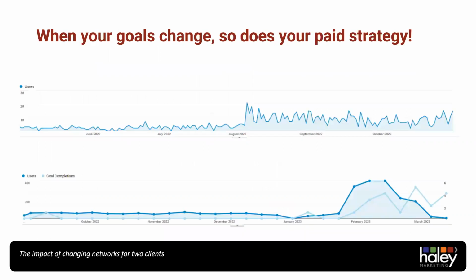Okay, so sometimes your goals change. And when your goals change, sometimes we also need to change your paid strategy. So in the first chart at the top, this was a client of mine. They came to us and said they wanted to be in Google. We have to be in Google. We want more exposure. Their industry had some pretty competitive CPCs, or cost per click. So we really couldn't gain many website visitors.